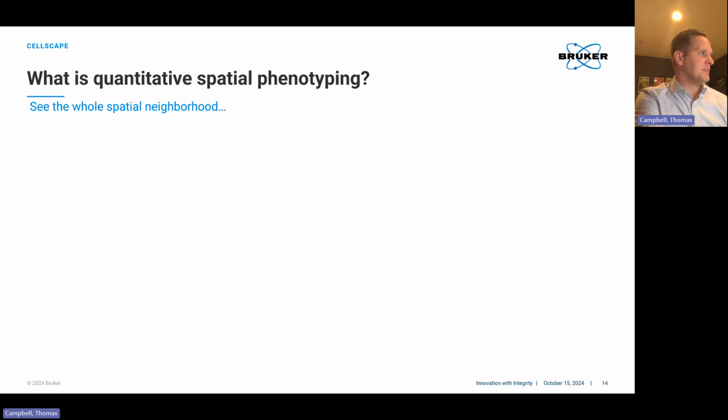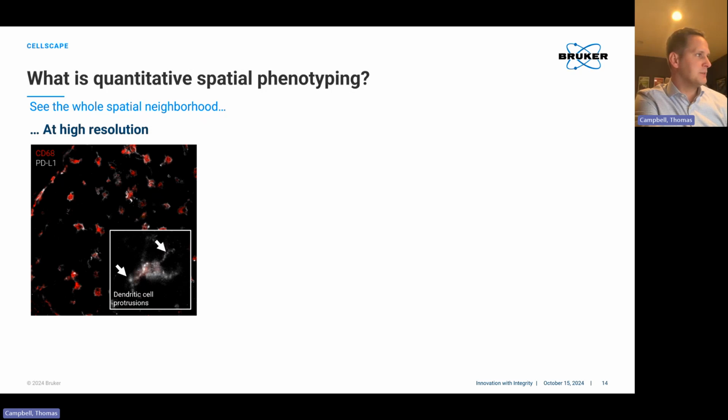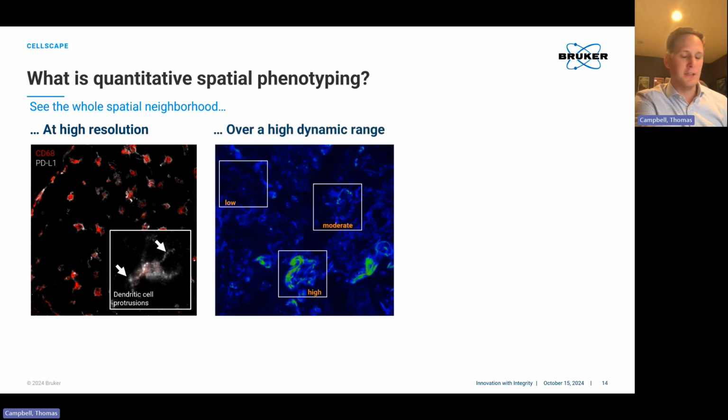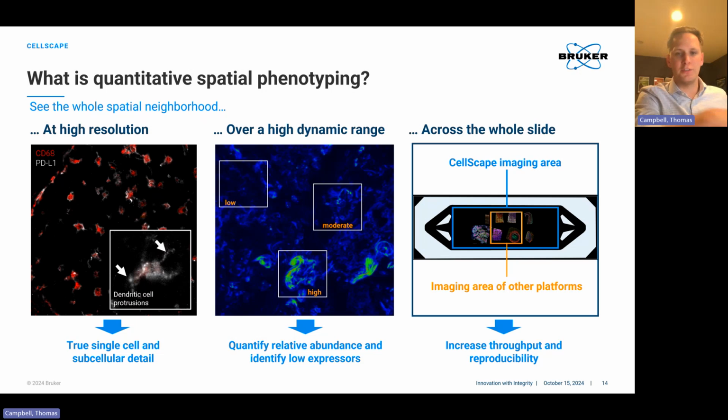So what is quantitative spatial phenotyping? This really comes from three different specific attributes. One is really high resolution. The second is really high dynamic range. And the third is across the whole slide. And so then you're really able to look at true single cell resolution. You're able to quantify protein expression across the entire continuum of expression range. And you can do this without having to select for certain regions of interest or anything like that.